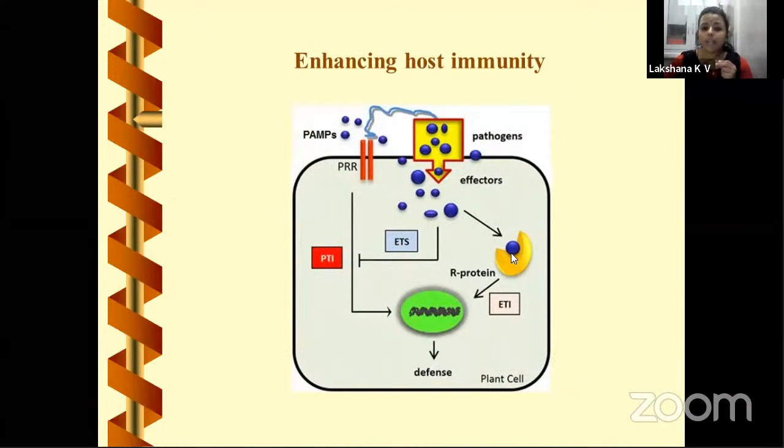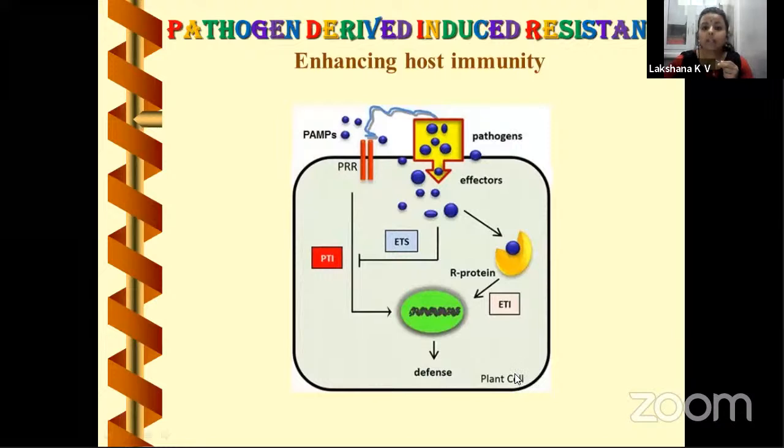So briefly, during plant-pathogen interaction, the plant identifies the pathogen through the perception of their conserved signatures called pathogen-associated molecular patterns and triggers PAMP-triggered immunity. Pathogens evade PTI by secretion of effector molecules, and in turn, plants employ R proteins to recognize and activate effector-triggered immunity. So these PAMPs and effectors can act as resistance inducers, and they can trigger active resistance in the host. This mechanism is called pathogen-derived induced resistance.